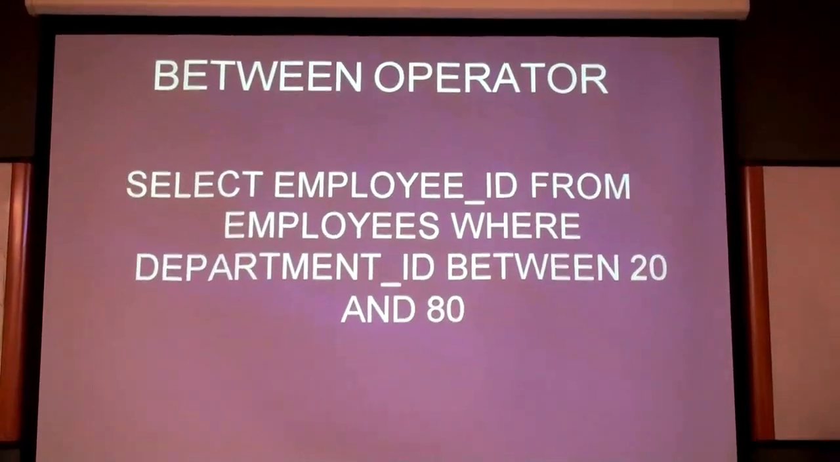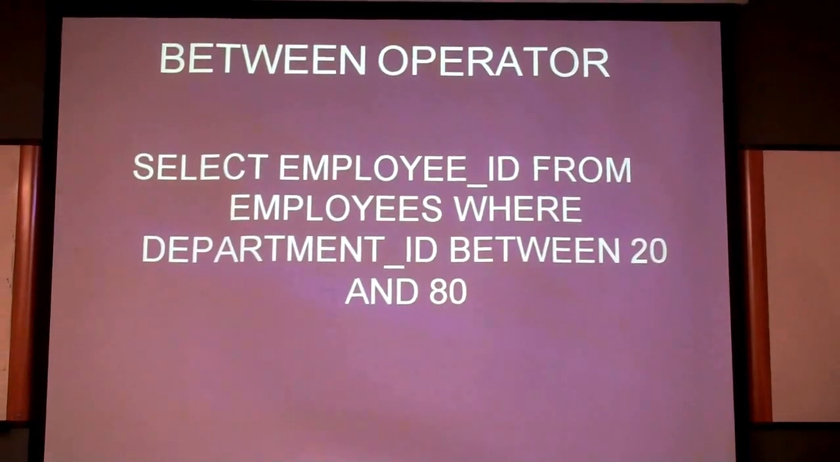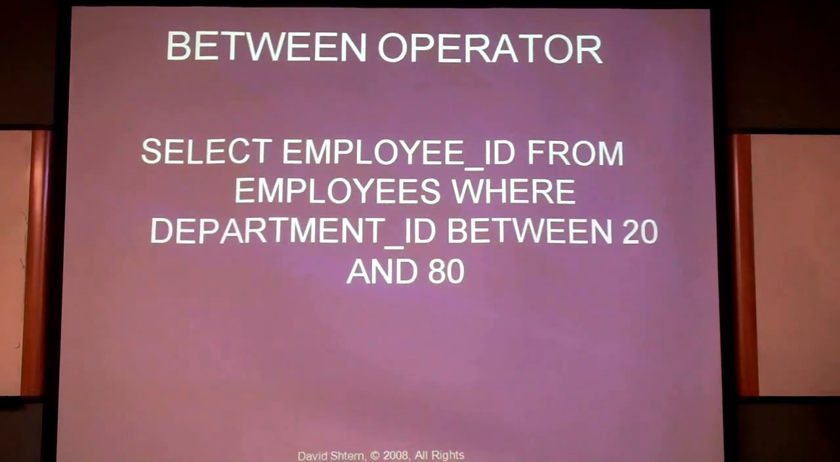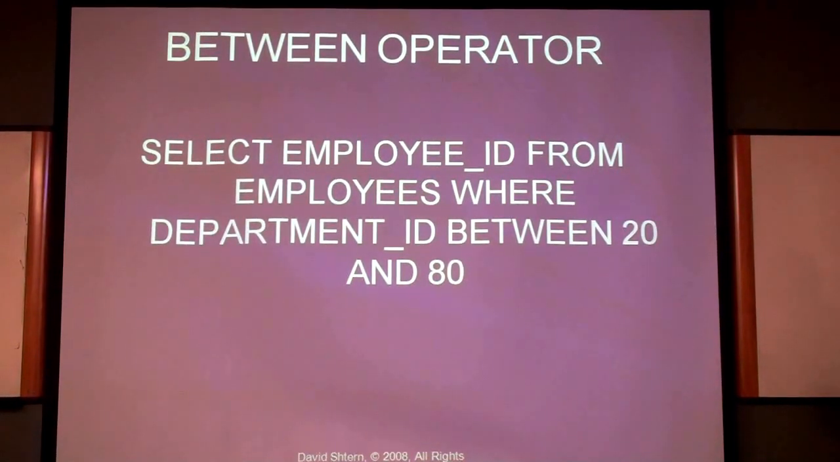So 20 and 80 are inclusive, so essentially it generates 61 values here, and then it runs this statement for each of these values. Employees who satisfy this condition, who are working in departments ranging between 20 and 80, are retrieved. So go ahead and do that. In this case, you will get more employees than in the previous case. Works? Okay.